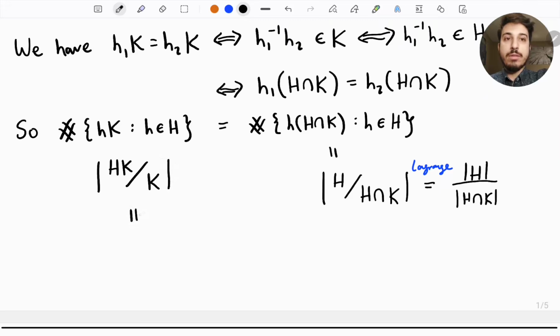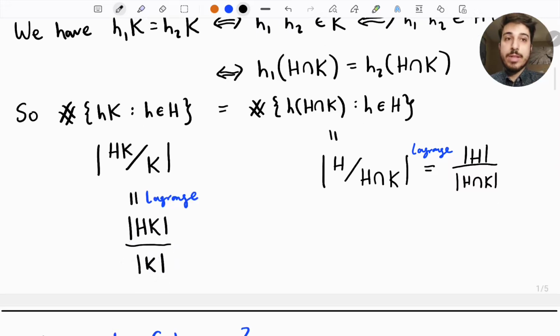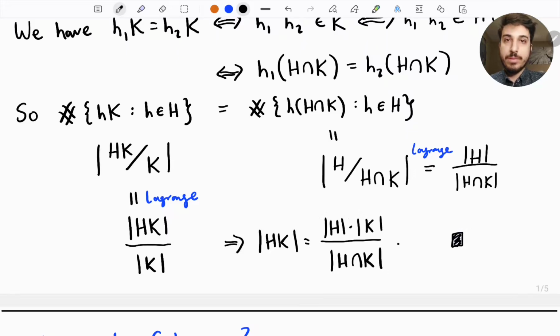And again, by Lagrange, this is equal to the order of HK divided by the order of K. The only thing left for us is to rearrange the terms now. Since we have this equality here and here, all we've got to do is multiply by the order of K on both sides, and we're done, proving the first result.